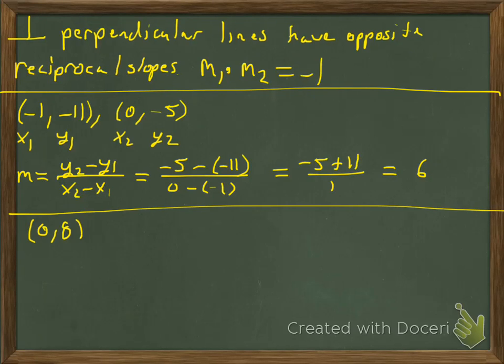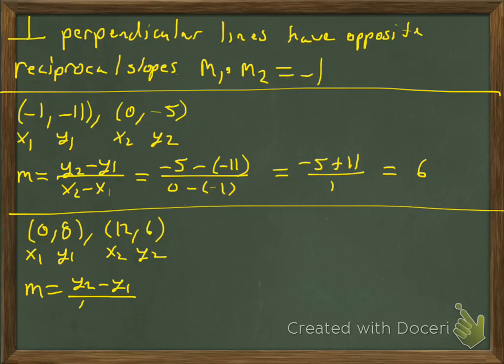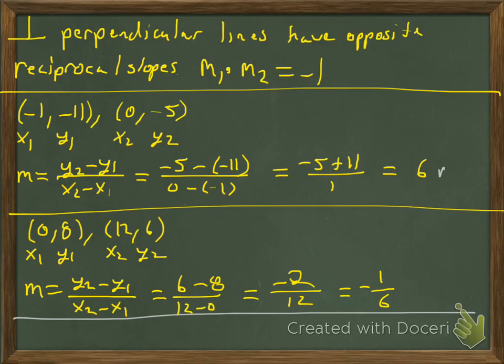Then the second points are 0, 8, and 12, 6. So first x, first y, second x, second y. Your slope is y2 minus y1 over x2 minus x1. y2 is 6 minus y1 is 8, all over 12 minus 0. So that'll give me -2 over 12, which will be -1/6.